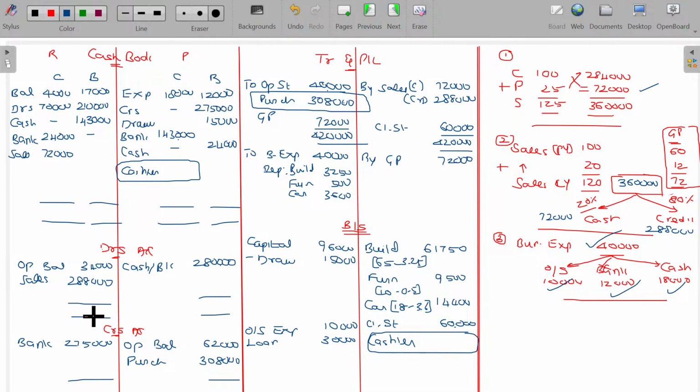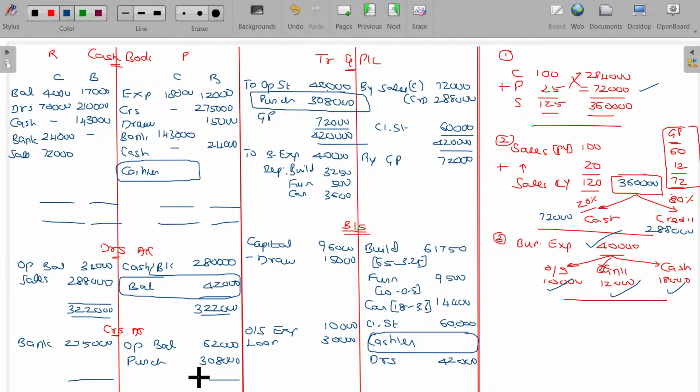34 plus 288, 3 lakhs 22,000. 3 lakhs 22,000. Right. And balancing figure being 42,000. Balance. We'll go to balance sheet asset side, cash. Debtors value being 42,000.